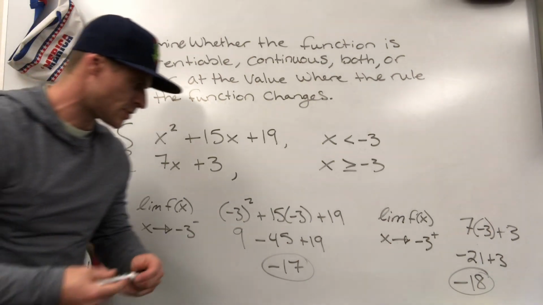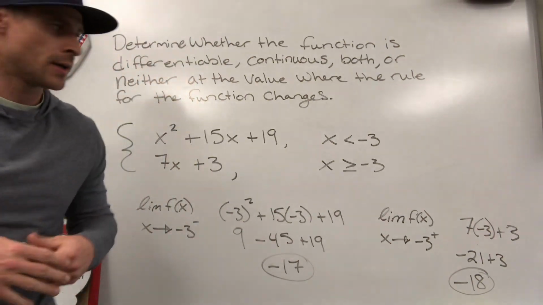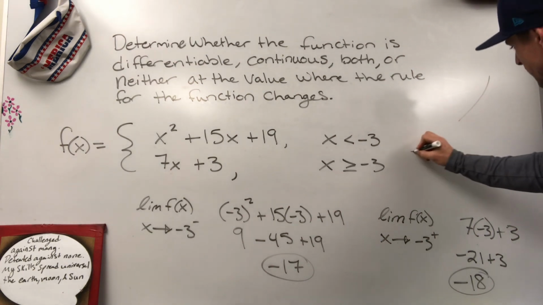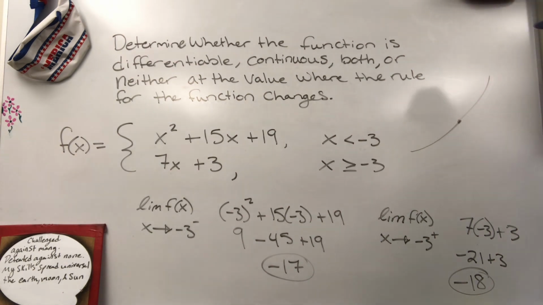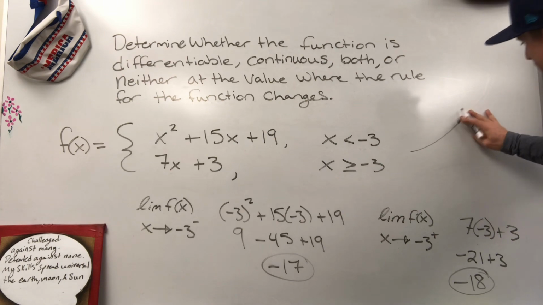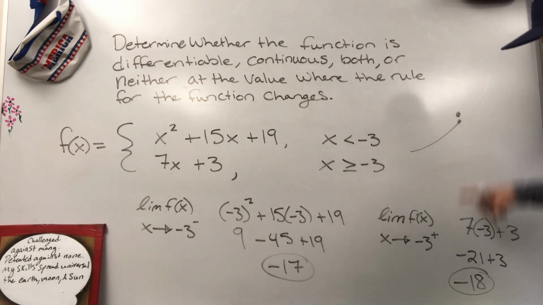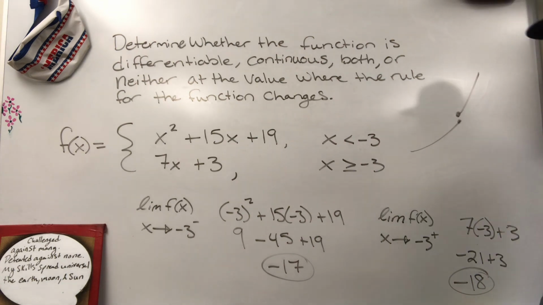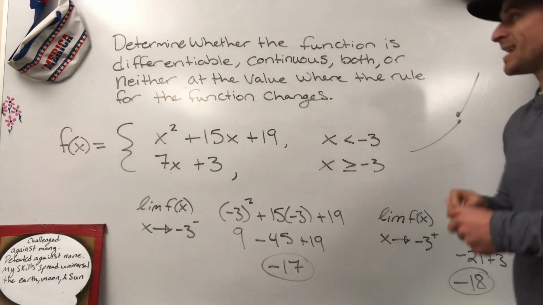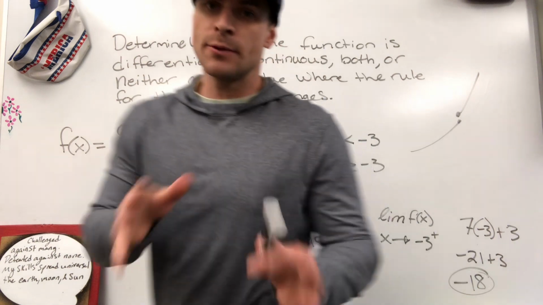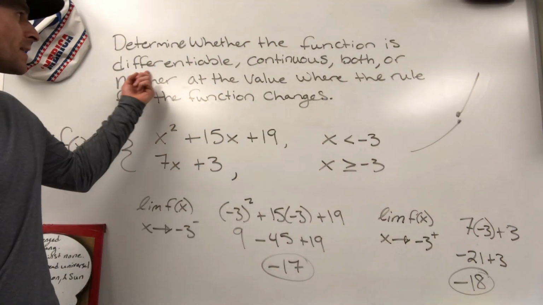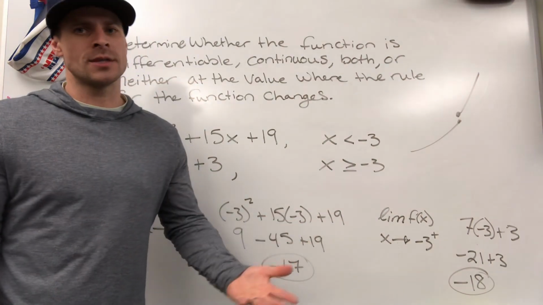So what we're going to have there is a jump discontinuity. Okay? Those functions are not going to meet, continuing right through each other. There's going to be a little bit of a gap there, right? One will be at -18, one will be at -17. So we're looking at something more like this, which means they're not continuous. And again, remember what I said at the beginning. If they're not continuous, then there's no way they're differentiable. So we would be done with this problem right here.